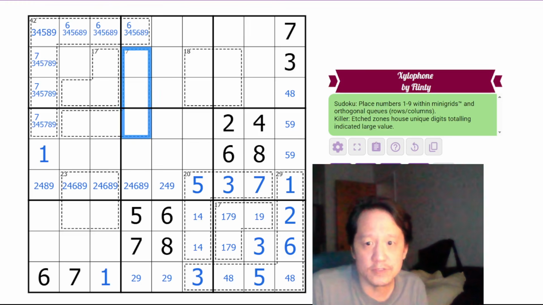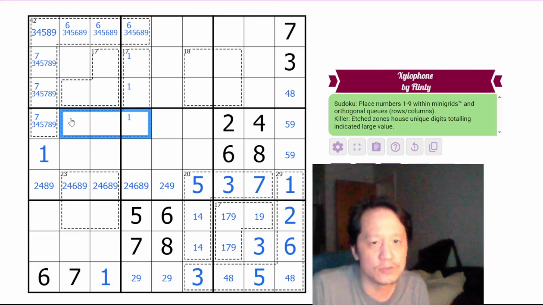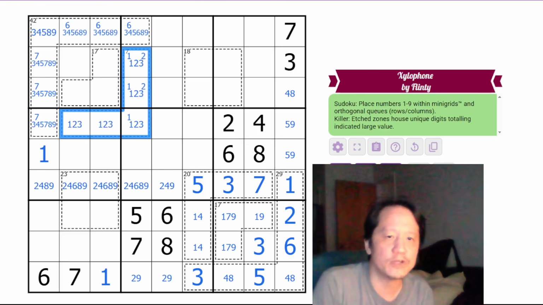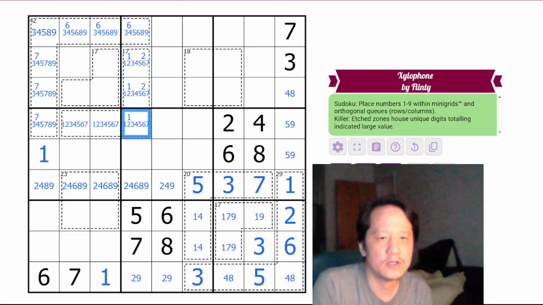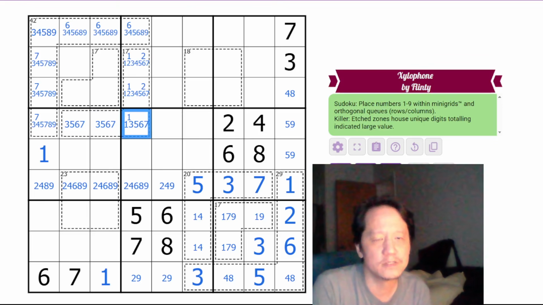So one of these is 1. You're guaranteed to have a 2, so this can't be 2, so one of these is 2. You are also guaranteed to have a 3. So this is 1 through 7 here. No 2, 4 here, no 2, 4 here, no 1 here because of 1 in the box.